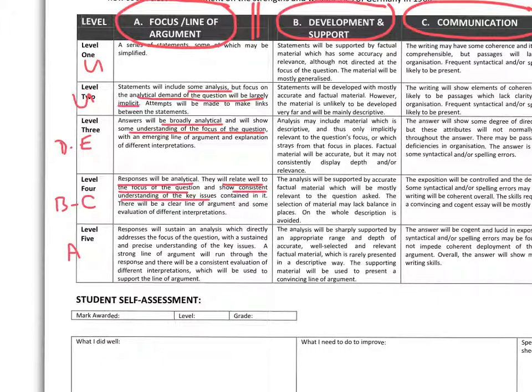And then moving to level 5, there's an emphasis on a really sustained analysis which directly addresses the issues of the question, a sustained and very precise understanding of those key issues. So again, the movement from a grade B to an A is subtle. I think the key word is a precise understanding of the key issues.